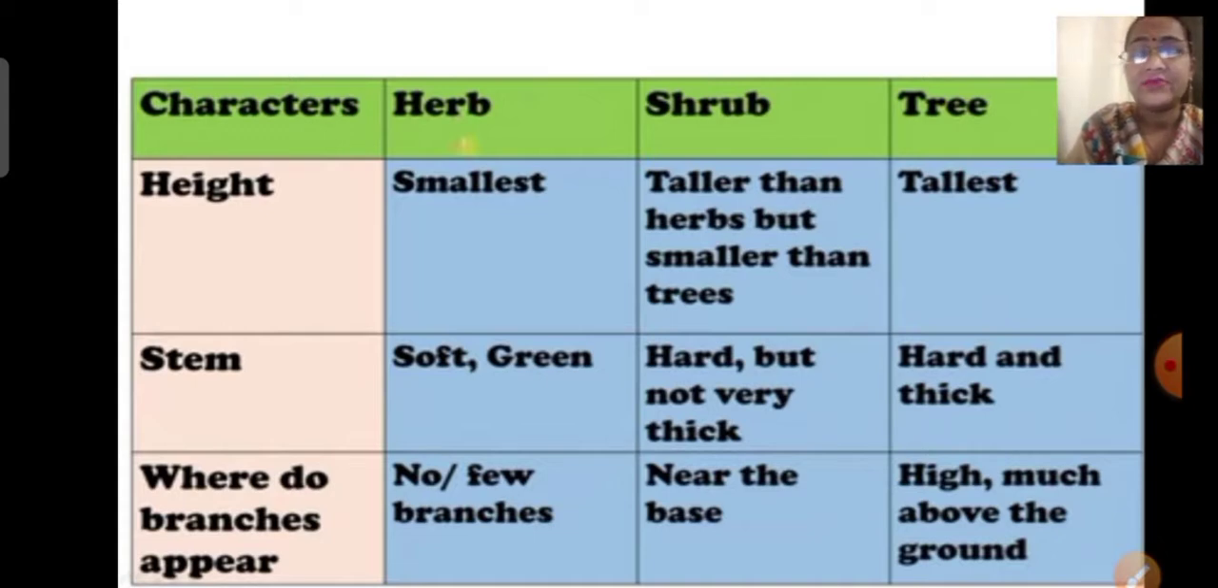Next, we differentiated these herbs, shrubs and trees on the basis of stem. Herbs have a soft and green stem, shrubs have a hard but not very thick stem, and the stem of a tree is hard and thick. Then we differentiated them on the basis of where the branches appear. In herbs, there are very few branches, in fact sometimes no branches. In shrubs, branches appear near the base, or close to the ground. And in trees, branches appear much above the ground.